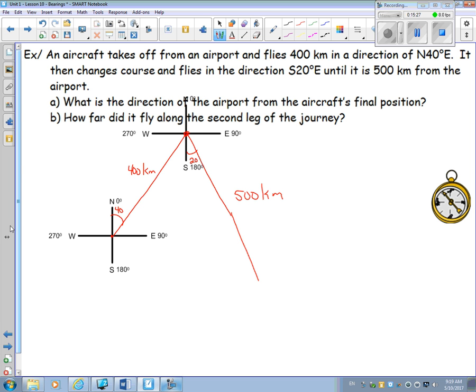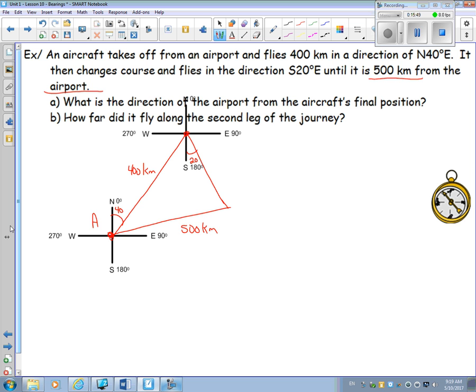Okay. Oh, sorry. No, it's not flying 500. I didn't read that right. Let's read that again there. Until it's 500 kilometers from the airport. The airport's where we started. So this is 500 kilometers.